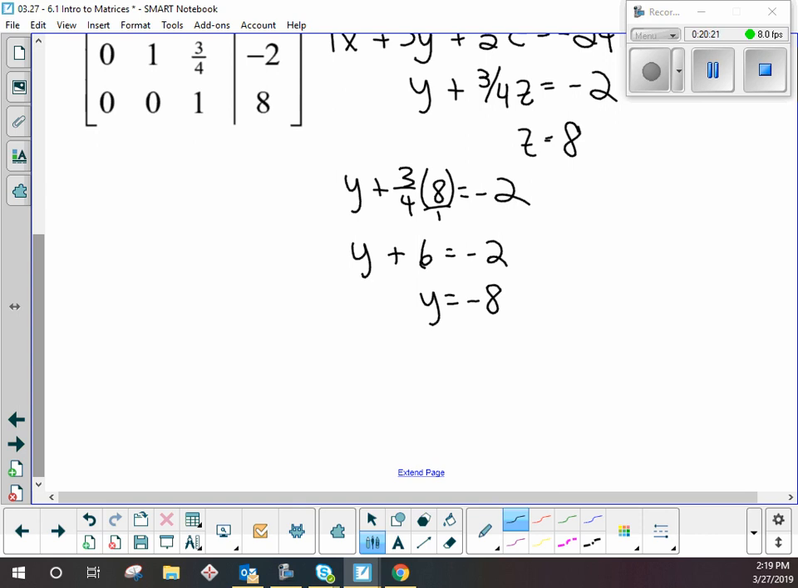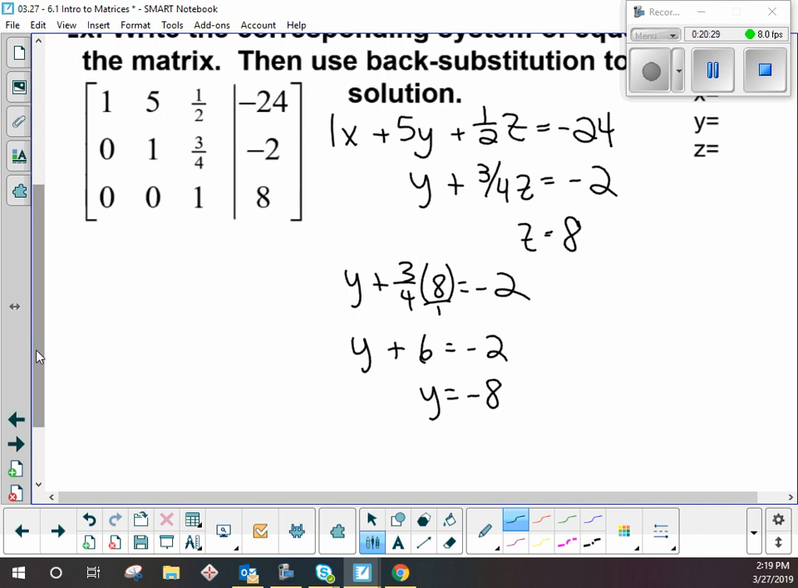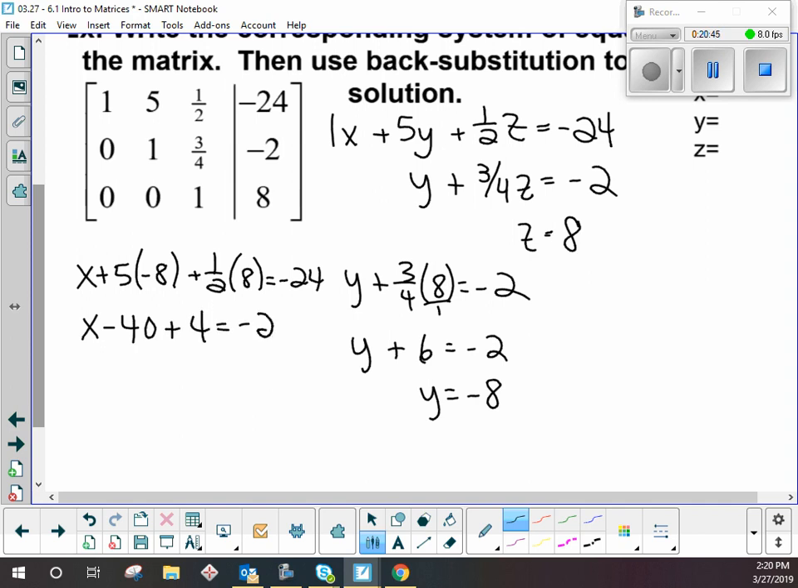So once I know that z is 8 and y is -8, then what? Plug them both into the first equation. So x plus 5y, which is now -8, plus 1/2 z, which was 8, is -24. We got 12. 12?